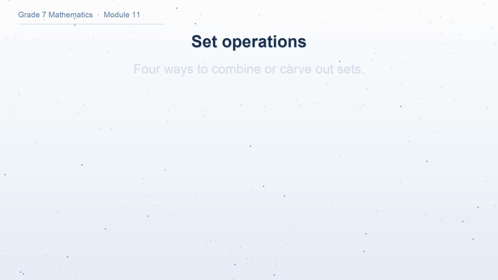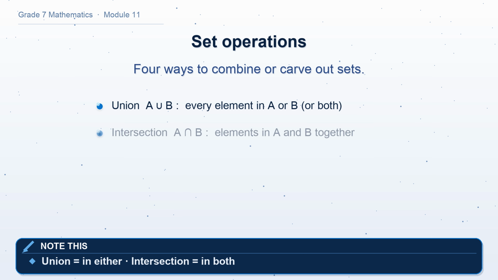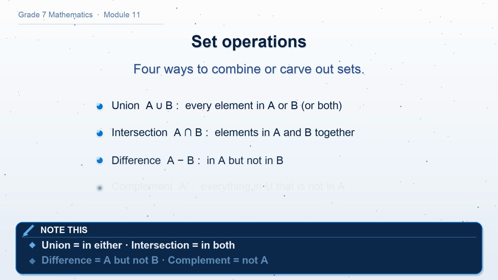There are 4 ways to combine sets, and each has a precise meaning. The union of A and B gathers every element that is in A or in B or in both. The intersection of A and B keeps only the elements that lie in both sets at once. The difference, A minus B, keeps the elements that are in A but not in B. And the complement of A is everything in the universal set that is not in A. The universal set is simply everything we are considering for the moment. These 4 ideas come alive once we draw them.